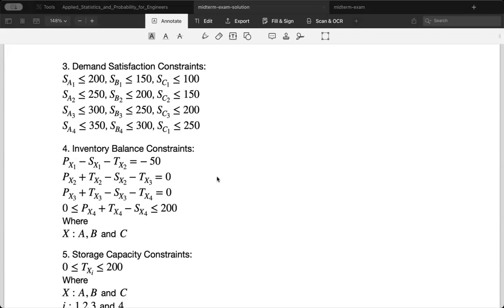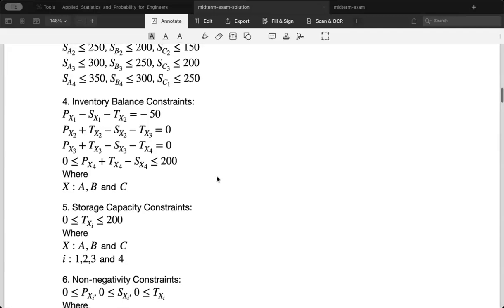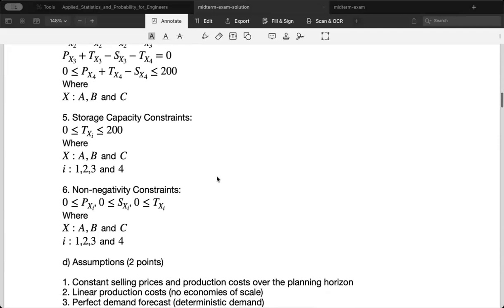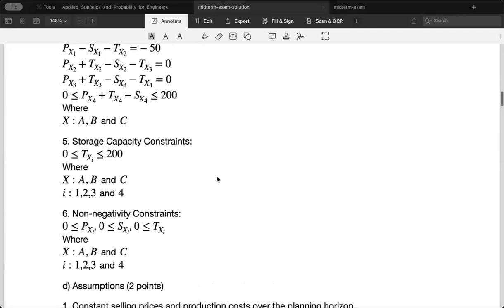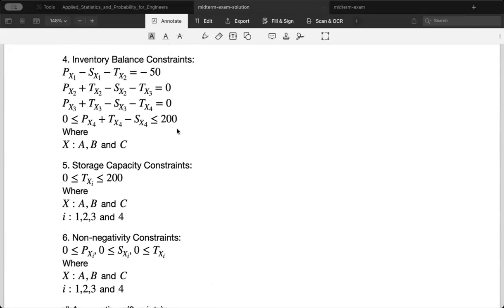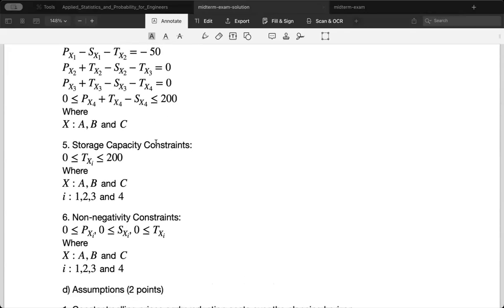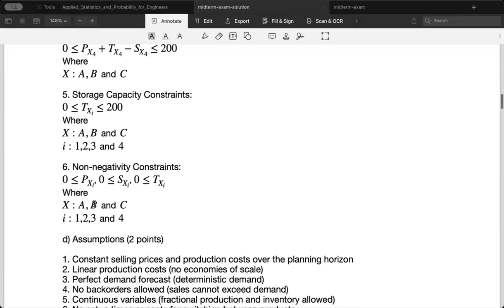And the last month, what we produce plus inventory at the beginning of that month, we minus by what we put on sale must be less than 200, okay? Why do we put 200 here? What is the meaning of that 200? Yes, it's storage capacity, right? You cannot produce more than that because it's going to waste. And storage capacity must be between 0 and 200 for each T variable. And then we need non-negativity here.